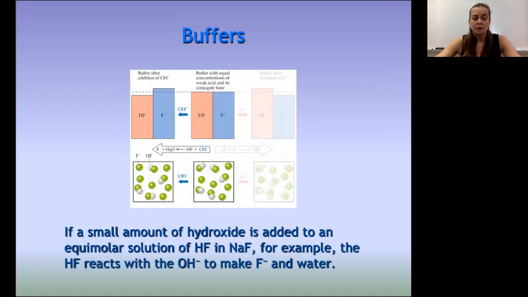Now we could make the argument that it's reacting with the hydrogen ion, but because we're at equilibrium, if it reacts with the hydrogen ion, the hydrofluoric acid is going to dissociate and bring that hydrogen ion concentration back to where it was before. So when we add that small amount of hydroxide ion, it decreases the amount of hydrofluoric acid present, it increases the amount of fluoride ion present, but it doesn't really change the amount of hydrogen ion present.